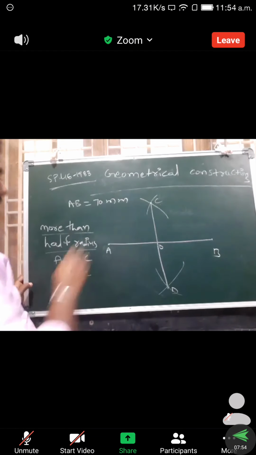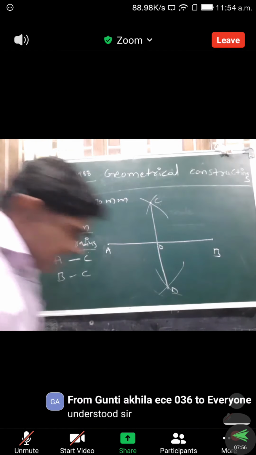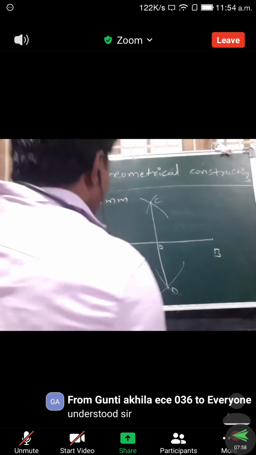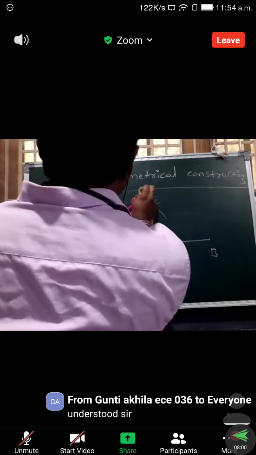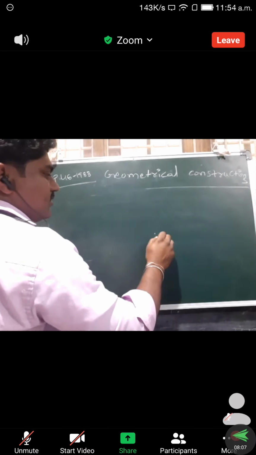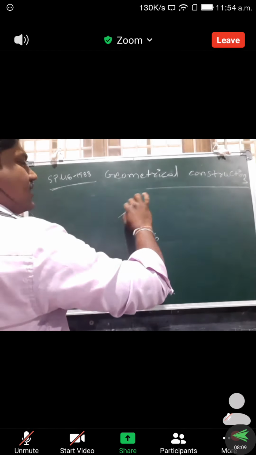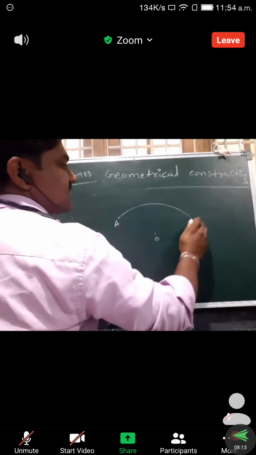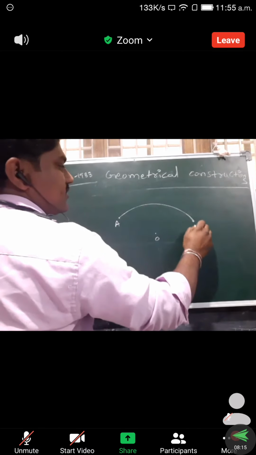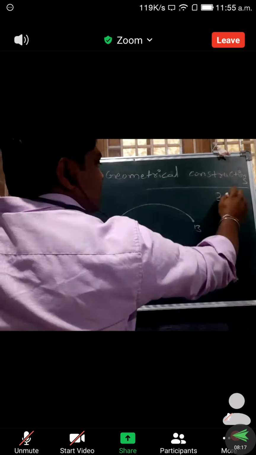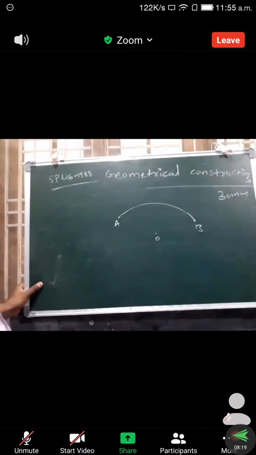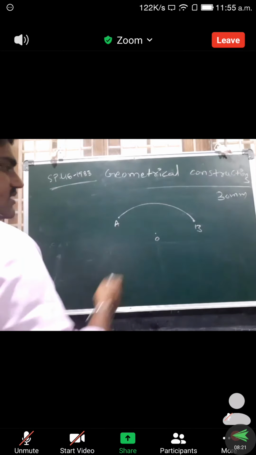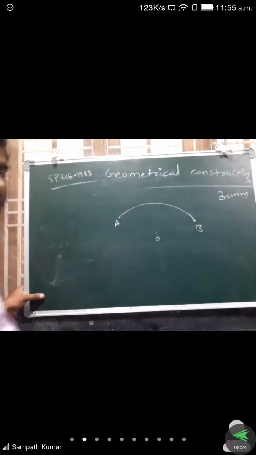This is bisecting the line. Next one, how to bisect the arc. As given, we take one point, that is O. Then we draw the arc AB with a convenient radius. Suppose the arc radius is 30 mm. We assume 30 mm. Then we take O as the center and draw the arc line AB.